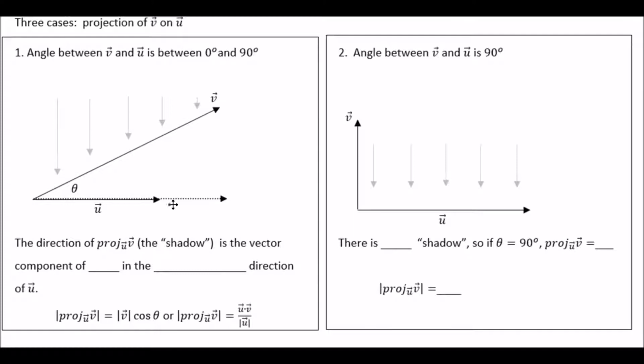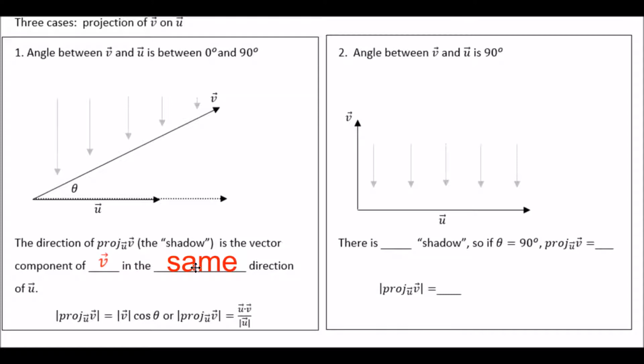And so this dotted line here is that projection of V on U, and you can see it's like a shadow. So basically this is projecting it. The sun's rays are coming down like this, and so anything underneath it will have a shadow, and so here, this line right here is my shadow. The projection of V on U, the shadow, is the vector component of vector V, so it's a vector component of this one, and you can see it's actually the horizontal component of that, and it's in the same direction as U.